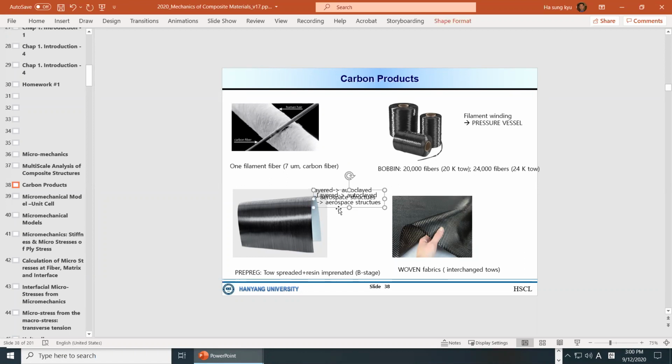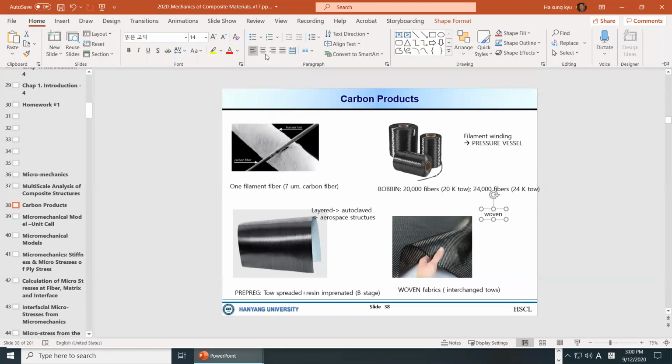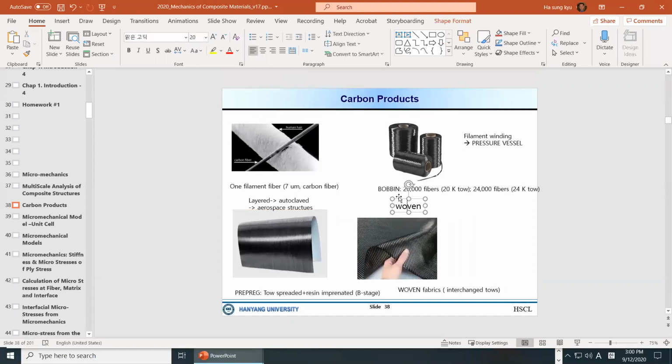And this one is the woven fabric process. It's not a very special process, but it is called the weaving process. By the way, there is another one, called the stitching process.